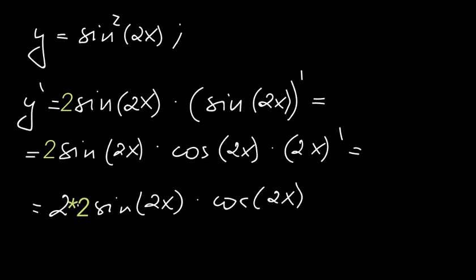And again, we can use trigonometric identities to simplify this, and this would give us sine of 4x. But again, this is not necessary, but it's a nice way to write an answer.